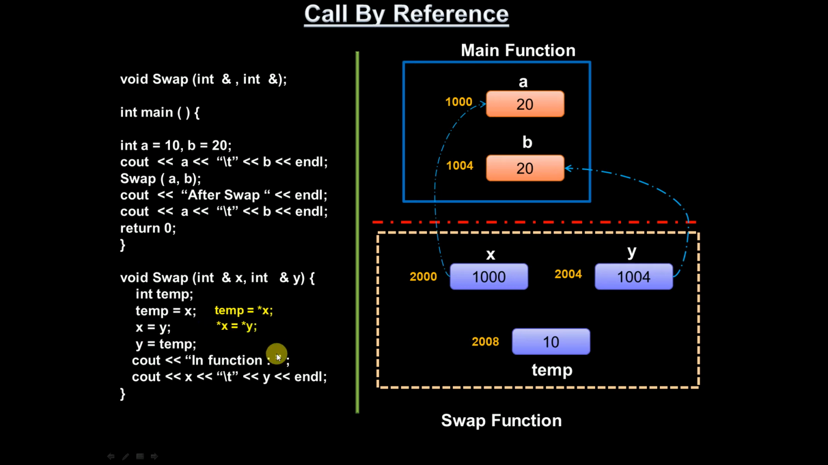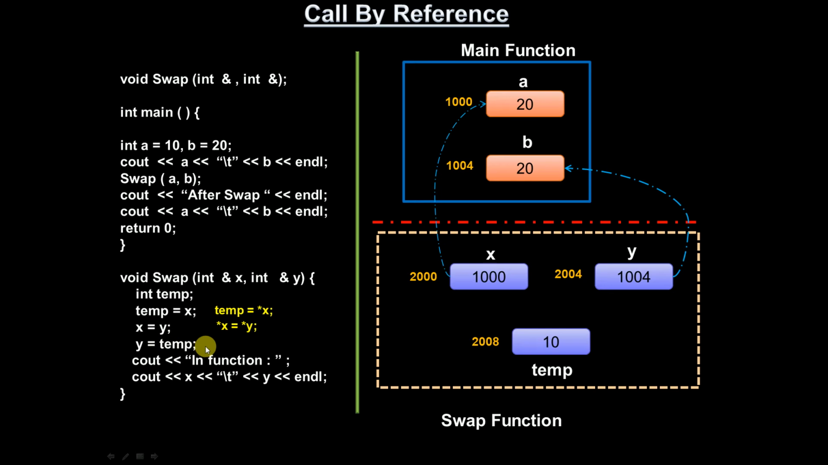During runtime, your CPU encounters this executable statement, star x equals star y. What is star x? Star x is nothing but the value present at the 1000th memory location, this one, and the value present at y is 20, which will be copied here. You can see once again, 10 is here. x equals y means it will be replaced with star x equals star y. Then whatever value is present at star y, that is the 1004 memory location, has to be copied here. So now this one will be modified from 10 to 20.